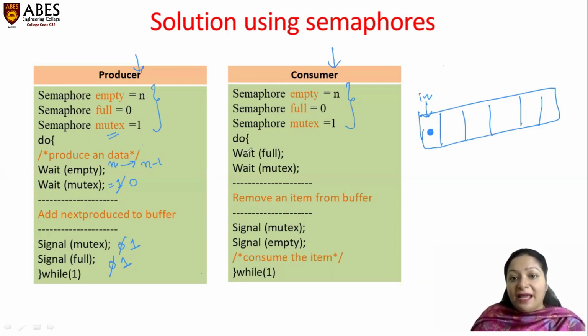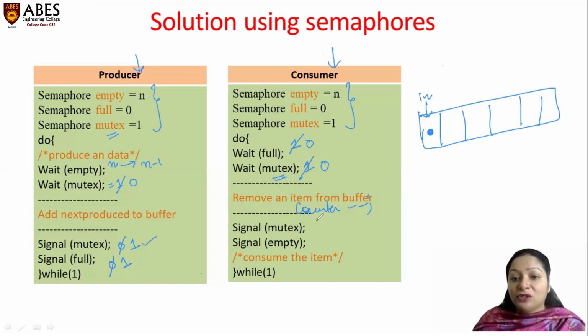Now the consumer can come. Consumer will apply wait operation on the full. So what is the value of full? That is 1. Now the consumer can apply wait operation and it can turn it into the value 0. And again, in order to consume the data from the buffer, the consumer requires the lock. So it will require the mutex lock by applying wait operation. So what is the value of mutex here? It is 1, and then the consumer will change it to 0. And now it will decrement the counter value by 1. Means it is consuming the item produced by the producer.